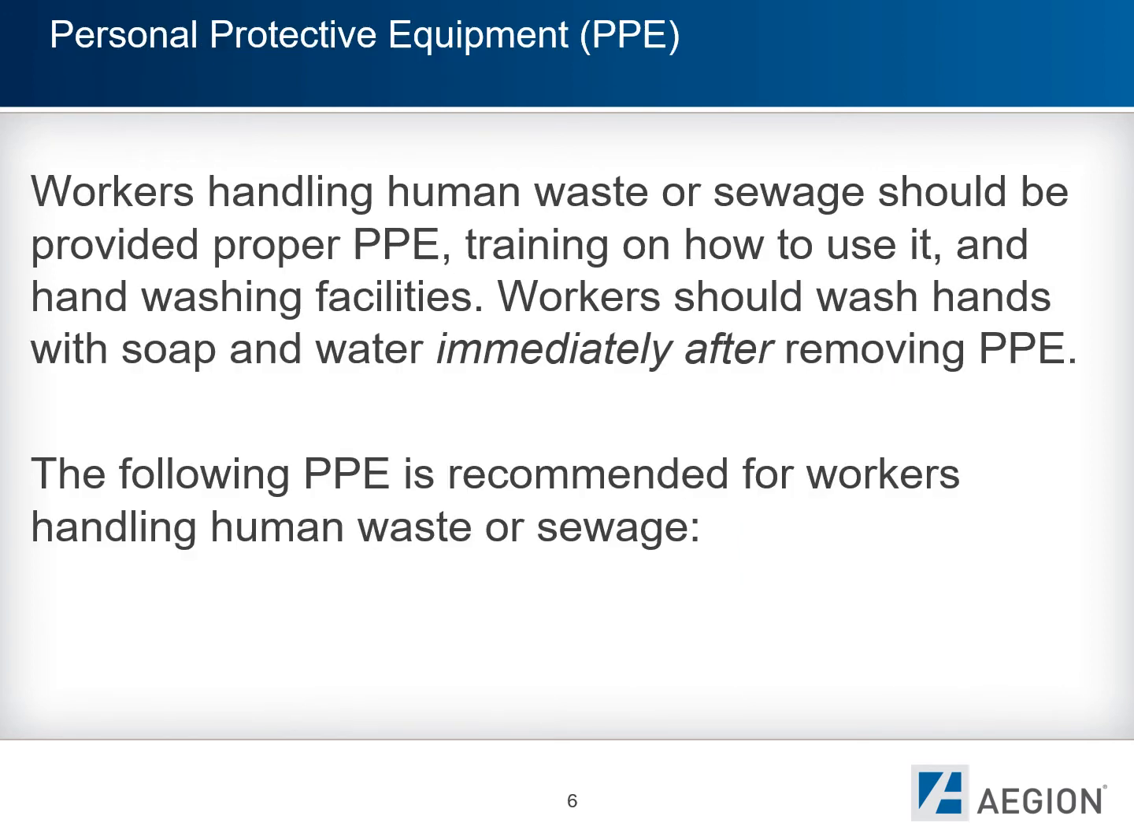Personal protective equipment. Workers handling waste or sewage should be provided proper PPE, training on how to use it, and hand washing facilities. Workers should wash hands with soap and water immediately after removing PPE. The following PPE is recommended for workers handling human waste or sewage.